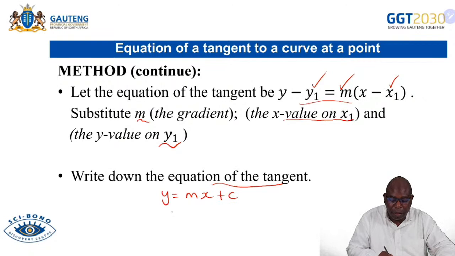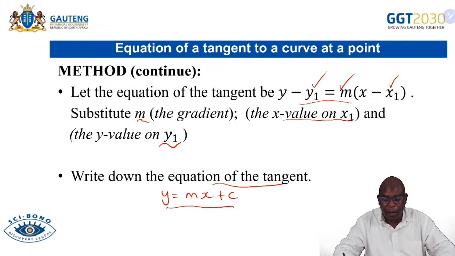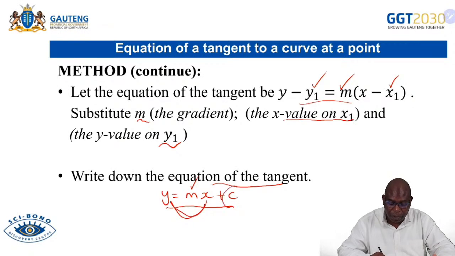Still you can use that equation together when you have the points, because the gradient you'll have, your point will be x and y, then you need to find the value of c so that you are able to write it in the form y equals mx plus c.